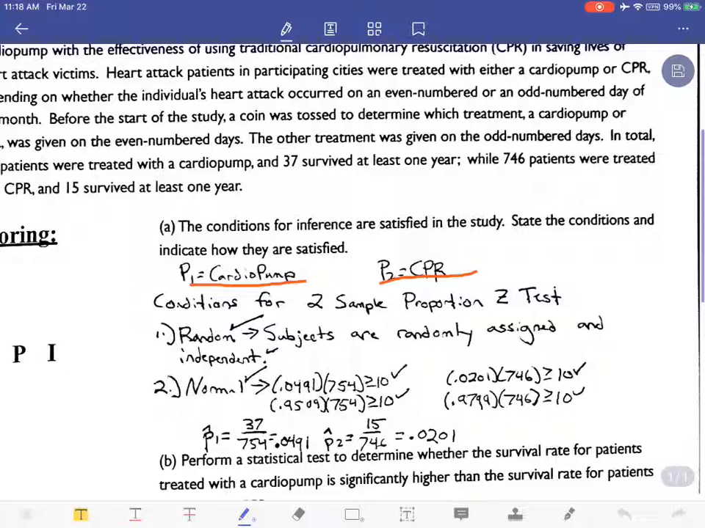So our conditions that we check: random. The subjects were randomly assigned and independent. That means, again, independent. One individual doesn't affect the outcome of another. So that random condition is met. Then for normal, we have to do the formula n times p, n times 1 minus p needs to be greater than or equal to 10. As you can see, all those check out, so we know that's approximately normally distributed.